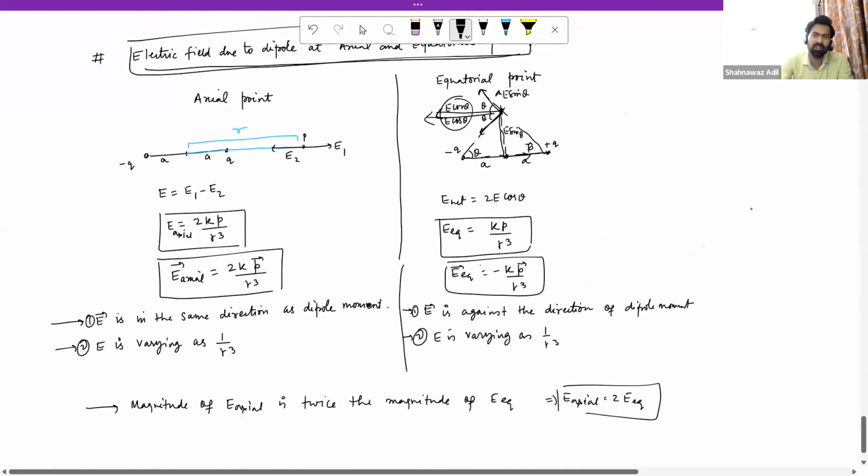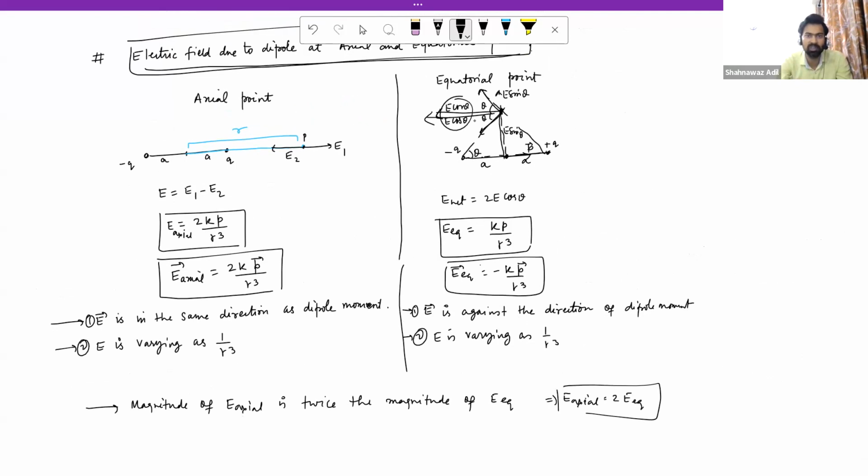If you don't remember the previous thing, then if you just look at these, you will be able to remember. So just note this down quickly, and then we'll do some questions.